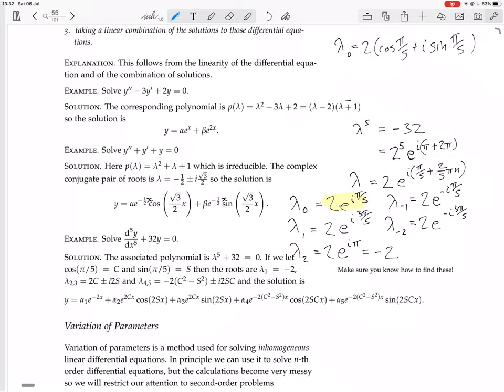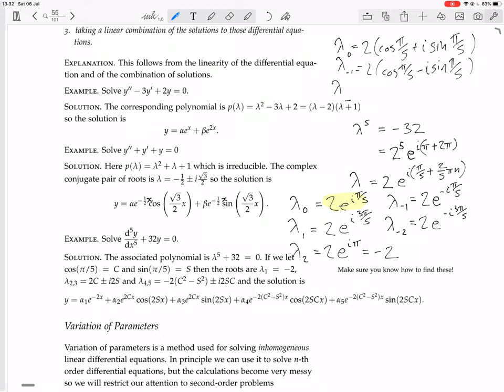Then of course lambda minus 1 was the conjugate of that. The cos stays the same because cos of minus pi over 5 is the same as cos of pi over 5. And the sine flips, because sine of minus something is minus sine of the thing. Sine is an odd function, whereas cos is an even function. And that is indeed the conjugate. Lambda minus 1 is the conjugate of lambda naught.